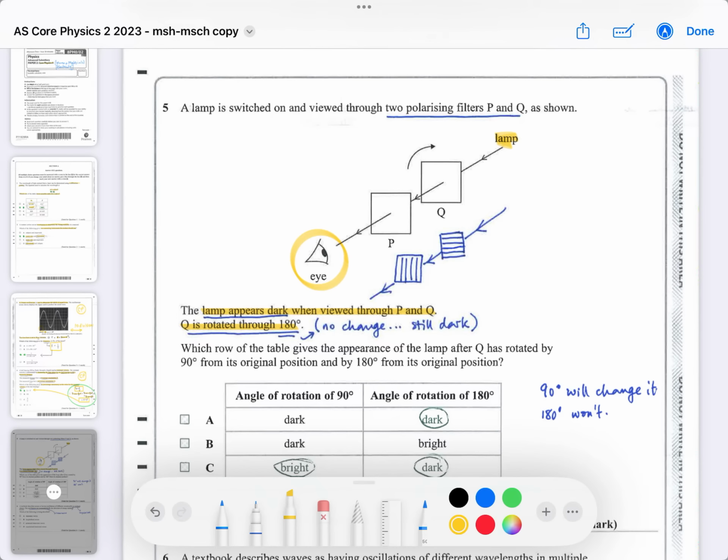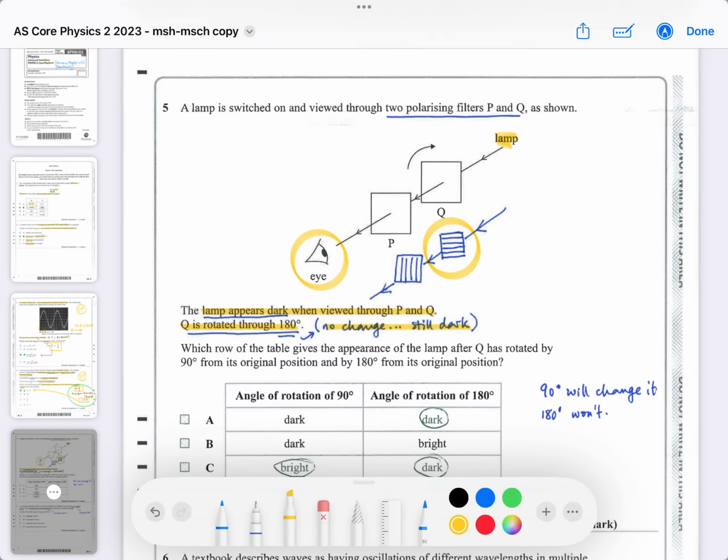If it's dark and you rotate Q through 180 degrees, I've drawn the grid. If Q's polarization grid is horizontal as I've drawn it, then rotating it 180 degrees, it will still be horizontal, so there'll be no change, it will still be dark, okay? So the fact that it's dark means that Q must be oriented perhaps in the horizontal, and P must therefore be in the vertical polarization.